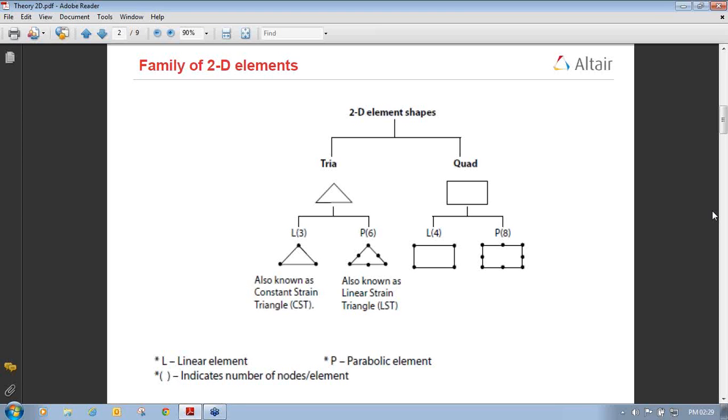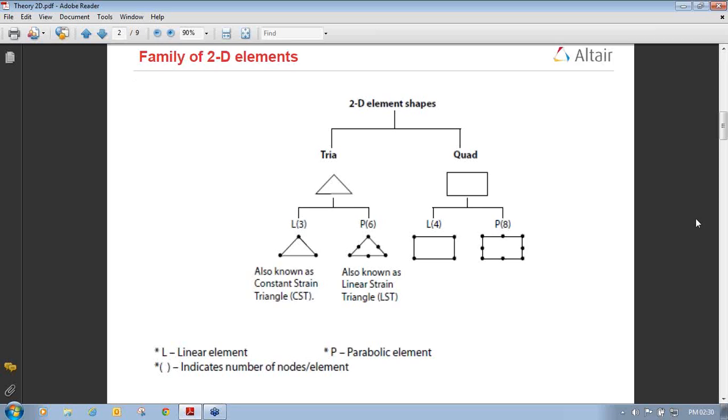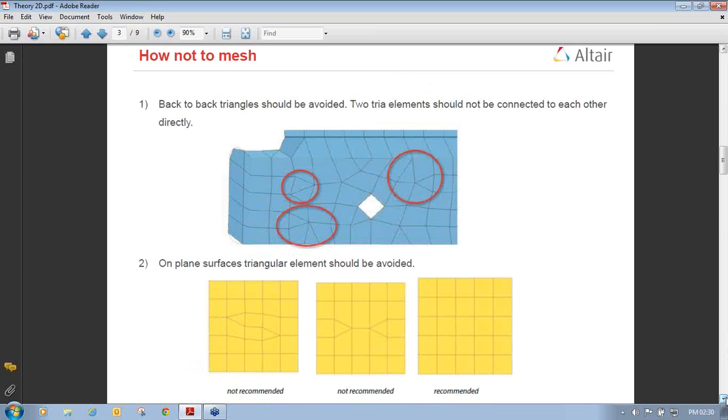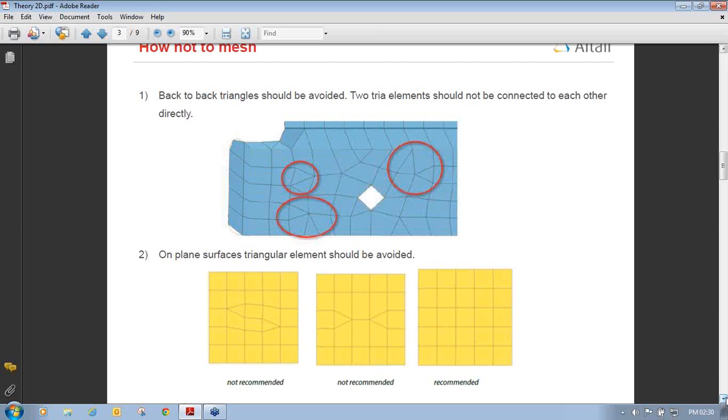Then in quad also there are two types of quad elements available, that is first order quad element and a second order quad element. In first order quad elements, the number of nodes for the calculation points is 4, and for second order quad element the calculation points increase to 8, that is second order quad element is an 8 noded quad element. Then we will see how not to mesh, what are the industry standards available in industries that the meshing should be proper. So we will discuss them one by one.